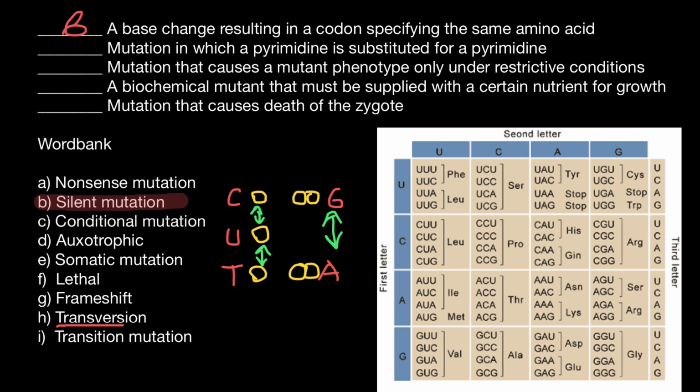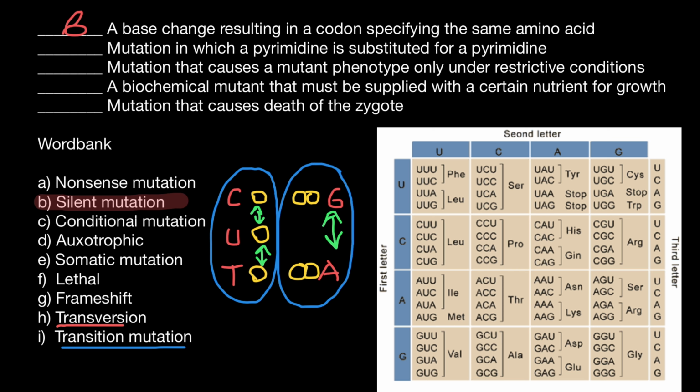So if pyrimidines would be substituted with pyrimidines, or 1 ring base with 1 ring base, it's going to be a transition mutation. Or, for example, 2 ring bases would be substituted with 2 ring bases, or purines with purines. This is going to be a transition mutation. But if the change would be from pyrimidines to purines or from purines to pyrimidines, this is going to be a transversion mutation. But our question, mutation in which pyrimidine is substituted with pyrimidine. And that means that any of these bases would be substituted with each other, and we call this a transition mutation. So this is variant I.